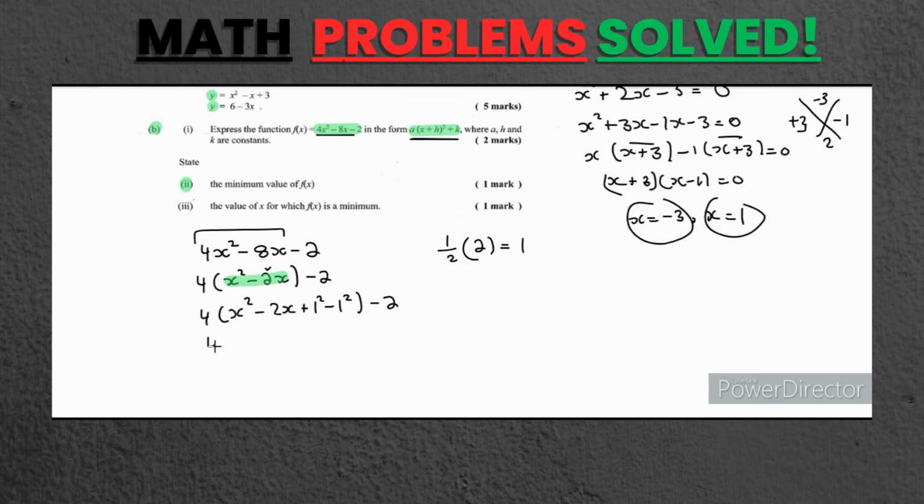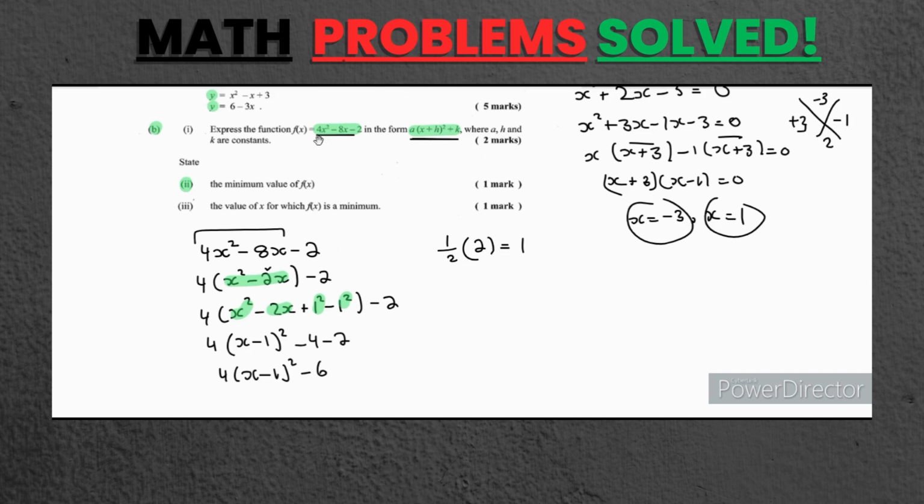So 4 times this first combined, if we combine them, we will get x minus 1 whole squared, right? And this one is just 1. 1 squared is 1, and if we multiply it with 4, it will become minus 4 and then minus 2, right? So 4 times (x minus 1) whole squared, and it will become minus 6, right?